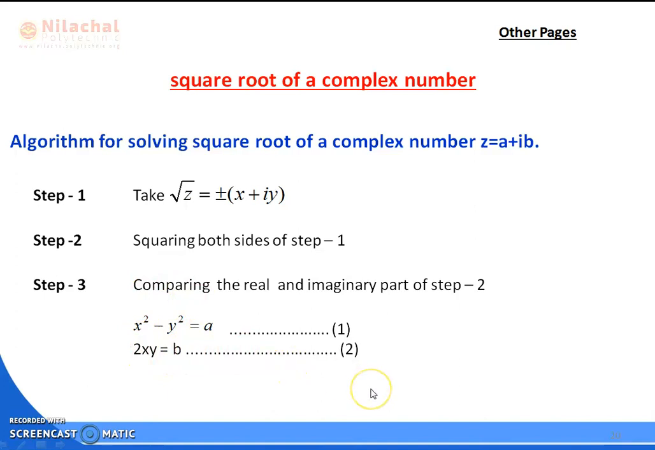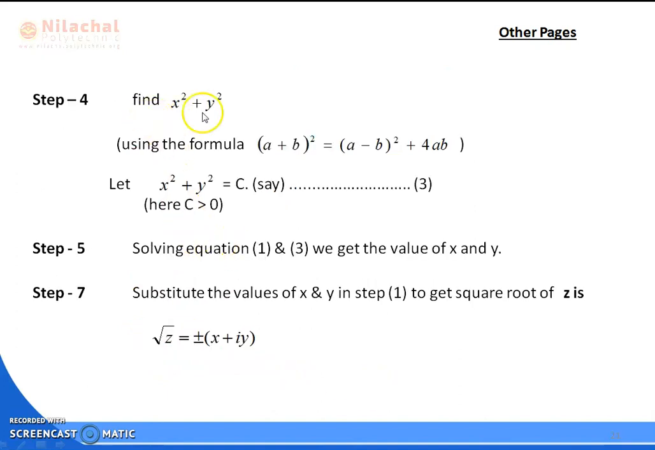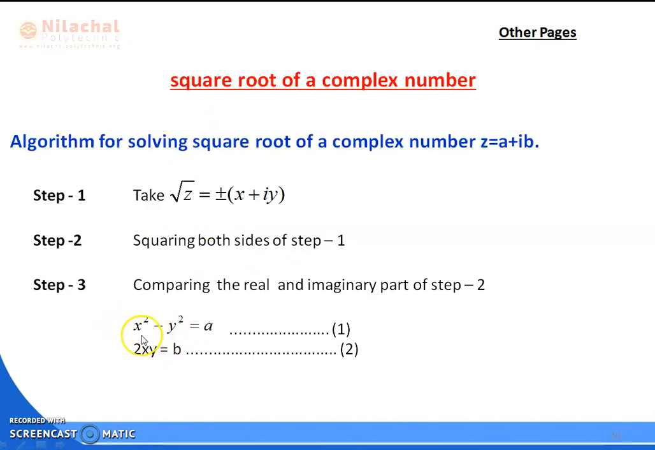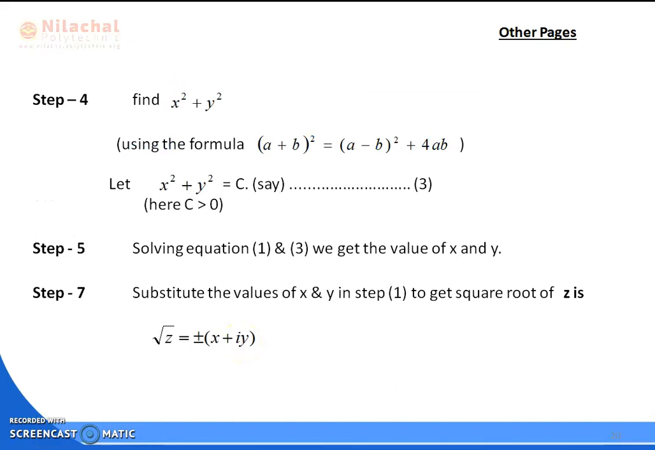Clear? After that, what will you do? You have to find x square plus y square. As you have obtained x square minus y square here, your answer at the time of conclusion must be x plus iy. That means you have to obtain the values of x and y. To find the values of x and y, you need the equations x square minus y square and x square plus y square. That's why in step 3 we obtained x square minus y square equals a, and we need x square plus y square. That means we have to find that much.